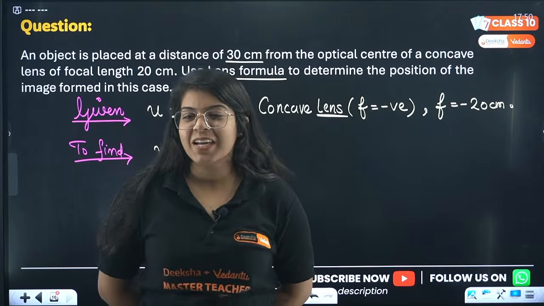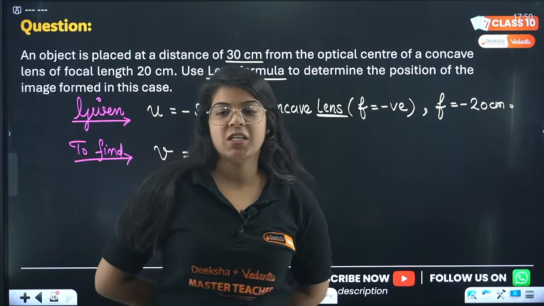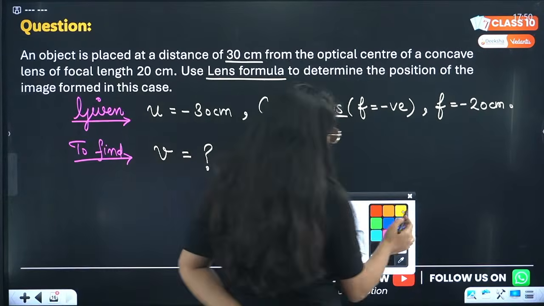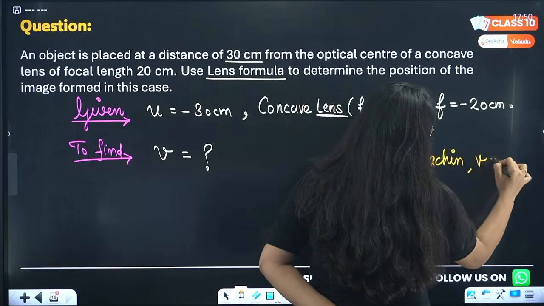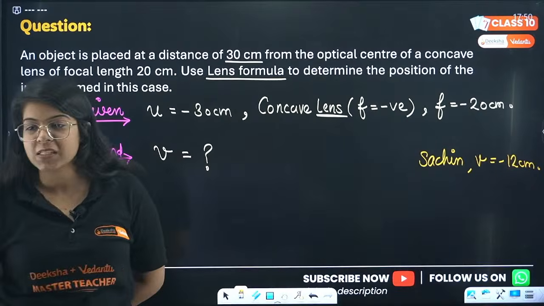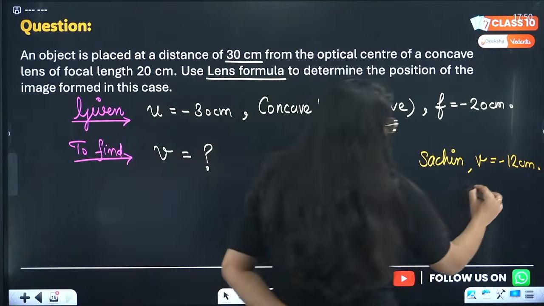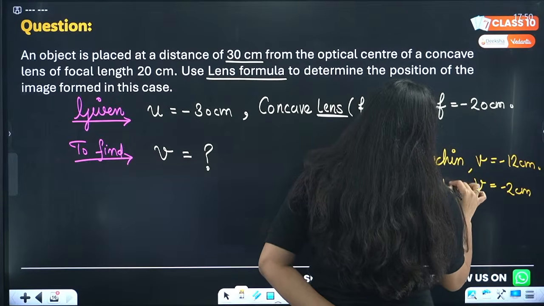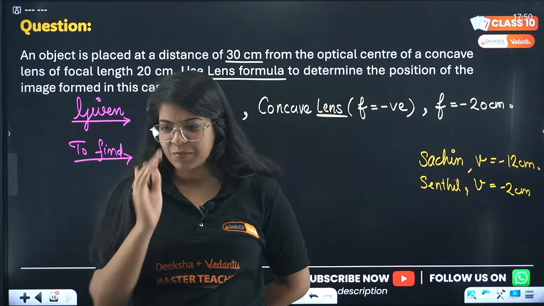Okay, hi Malesh. V is minus 12 centimeter. Our Sachinji is saying that we will get the answer as minus 12 centimeter. Sachin is saying that V is equal to minus 12 centimeter. Okay, anyone else with the answer? Minus 2 centimeter, value of V. Senthil is saying the value of V is minus 2 centimeter. Okay, that is a drastic yet weird difference. Some of you have written something wrong.